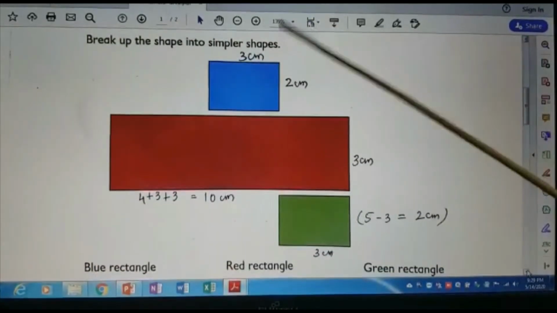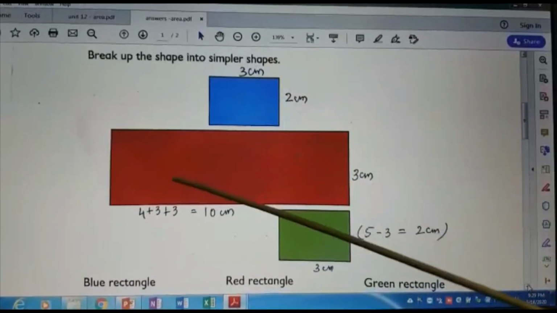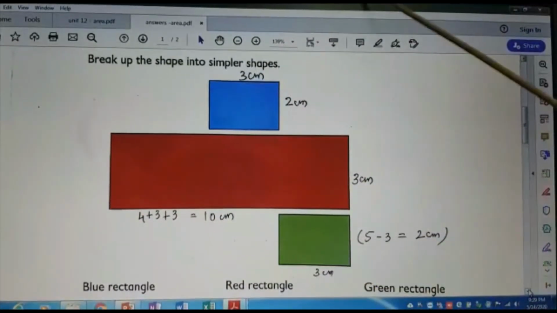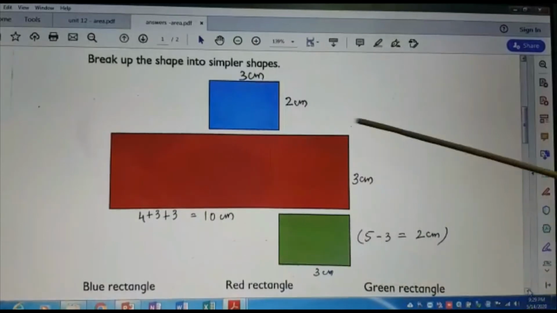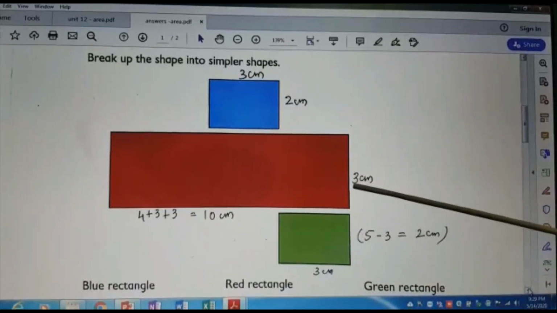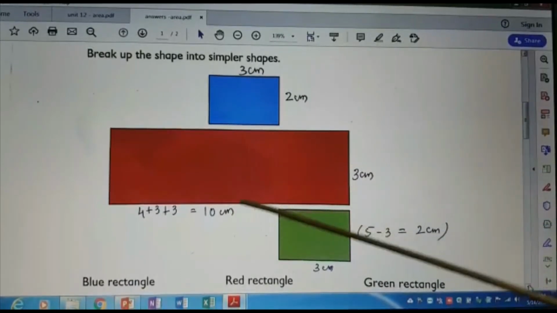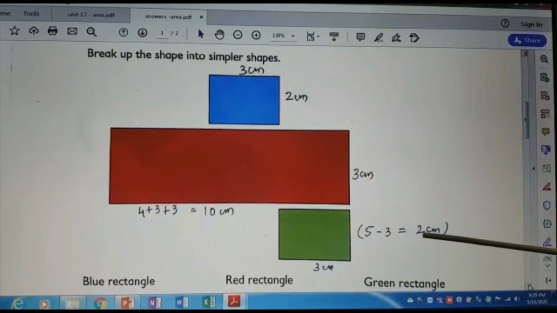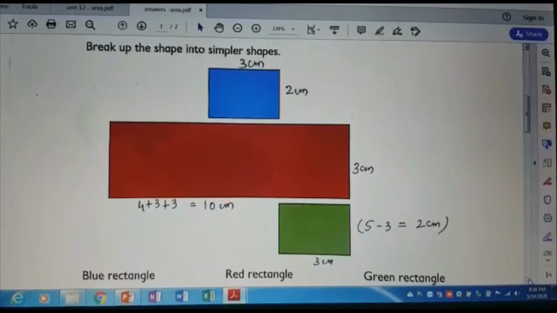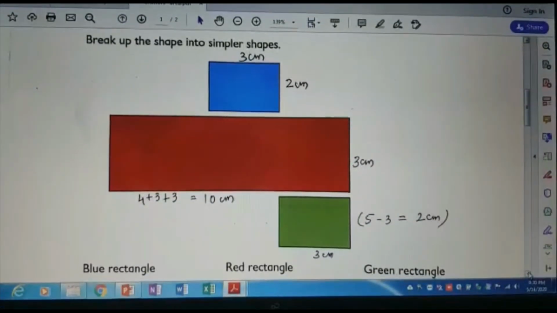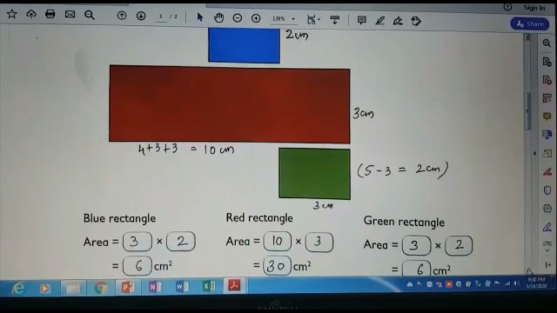So now we know all the measurements. Here 3 and 2. Here 4 plus 3 plus 3. Is it? I have shown you. So it is 10 centimeter and here also the width is known for you. It is 3 centimeter. Here, not this much, the total was 5. So this one is how much? It is 5 minus 3, that is 2 centimeter. 3 and 2. So 3 rectangles are there and we know the measurements for all the rectangles now. So what is the area? See, blue rectangle.